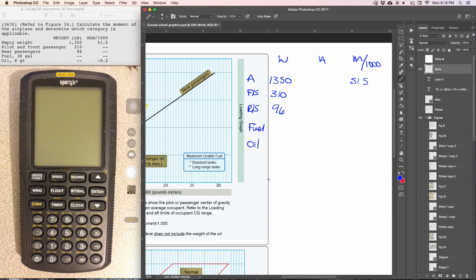Fuel is given to us in 38 gallons. And remember, 1 gallon of avgas is equal to about 6 pounds. So we have to do 38 gallons times 6 pounds per gallon, and that's going to give us 228 pounds.